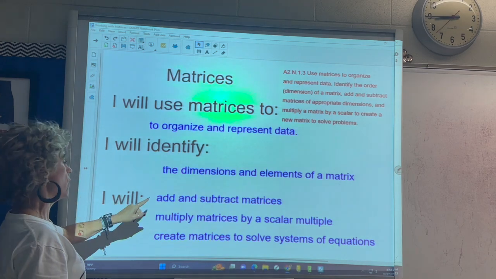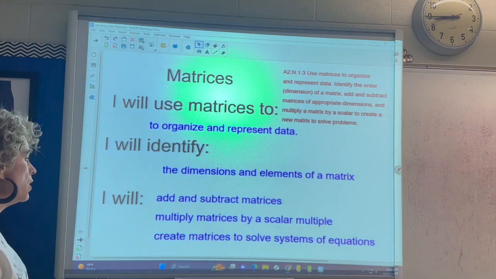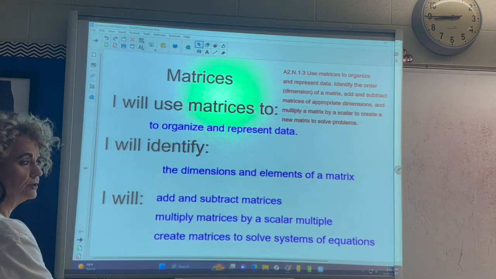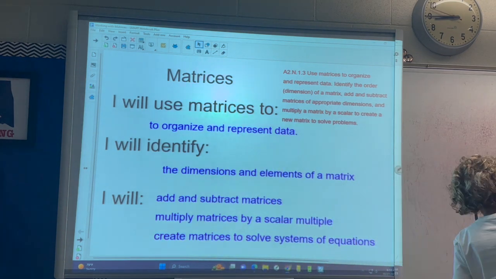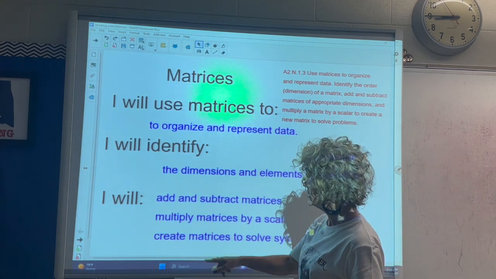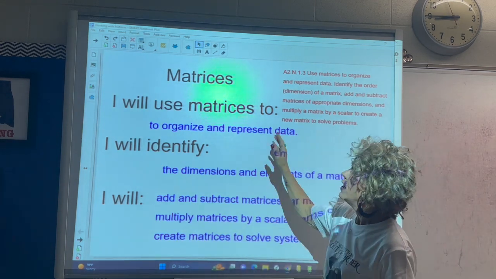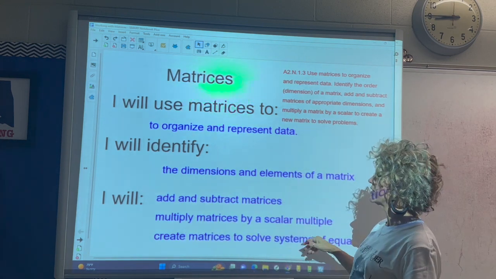Okay, you have already added and subtracted matrices. You have multiplied by a scalar multiple. And now today we are going to emphasize creating matrices to solve systems. Now, we're not solving them today, we're just going to create matrices. We will create matrices, and then our next step will be to solve the systems.